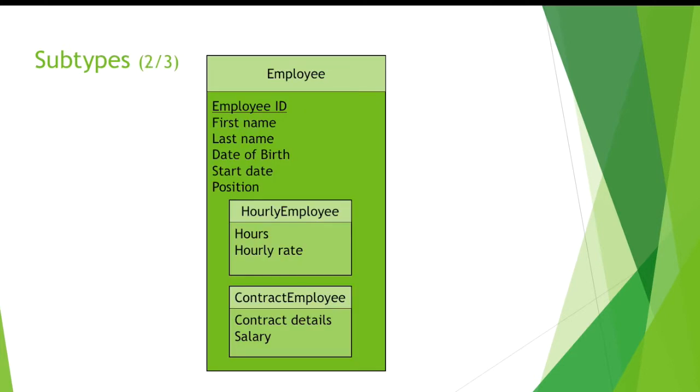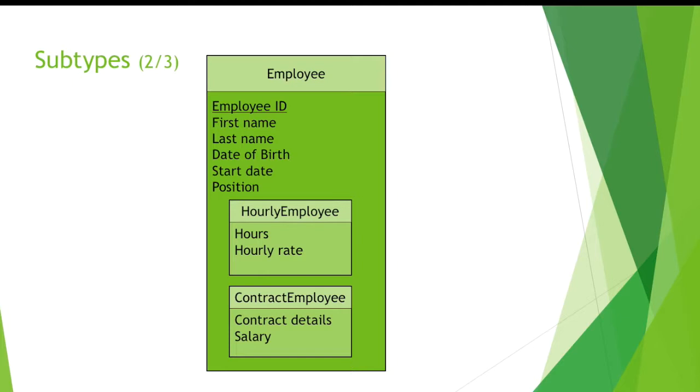In an ERD, subtypes are displayed in the following way. As we said, each subtype inherits all the attributes defined in its so-called supertype, here employee. That means that, for example, hourly employee doesn't only possess the attributes hours and hourly rate, but also the 6 other attributes defined in the entity employee, including its unique identifier, employee ID.